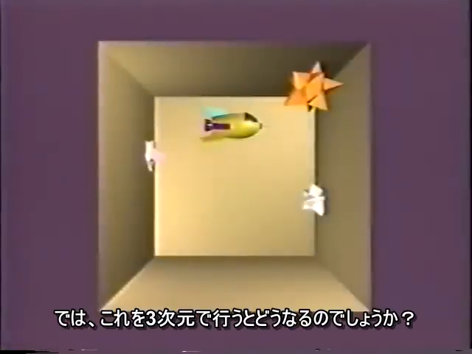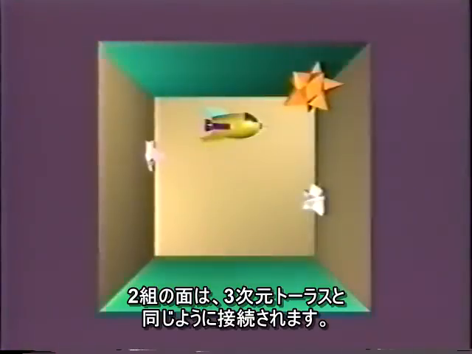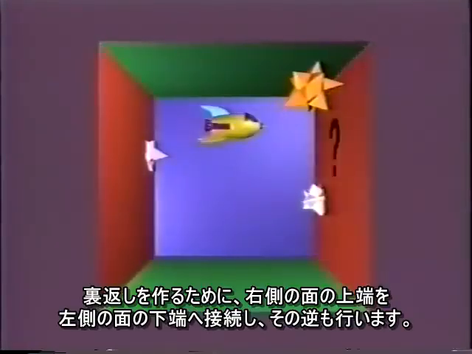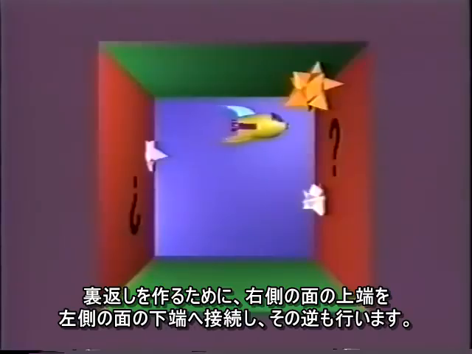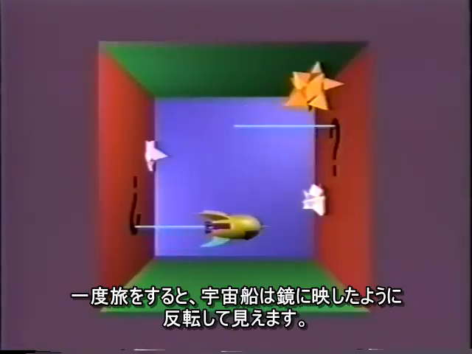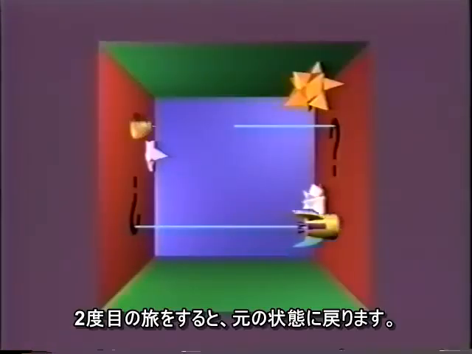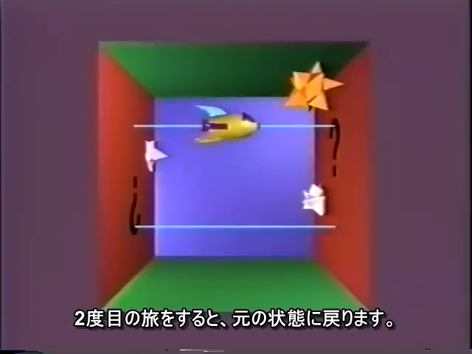What if we do this in 3D? 2 pairs of faces connect as in the 3 torus. To make the flip, connect the top of the right face to the bottom of the left face and vice versa. After 1 trip, the spaceship appears mirror reversed. After a second trip, it returns to its original state.